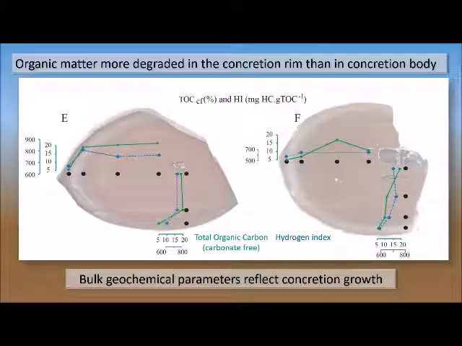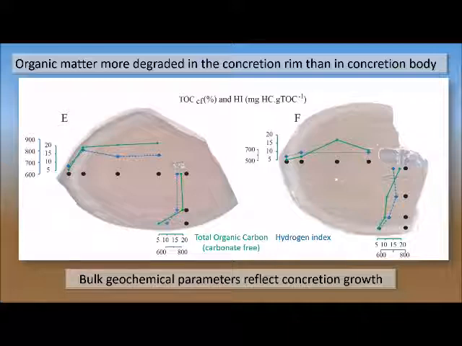Okay, so now we talk about bulk organic matter. What do we have? We looked at the total organic compound and the hydrogen index. The hydrogen index is commonly used to evaluate the state of preservation of the organic matter. The higher the HI is, the better preserved the organic matter is.